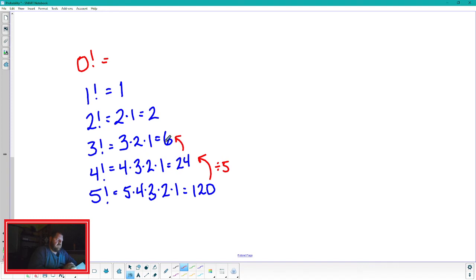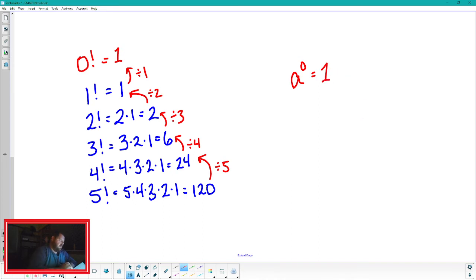And then 24 to 6, that sounds like divide by 4. 6 to 2 is divided by 3. 2 to 1 is divided by 2. And so if I repeat that pattern, I should divide by 1. And so 0 factorial would also be 1. Just another reasoning behind it. It's kind of like the rule that we all should know, anything to the 0 power is equal to 1. It's similar to that.